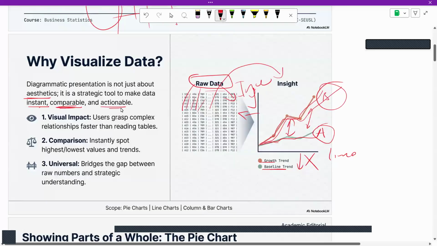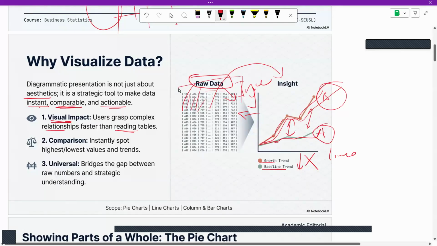By looking at this chart, we can get some insights. We can take some actions, such as what type of individuals or customers we are going to target, what type of income tax policies, and so on. The first is visual impact. You can see it visually. Users grasp complex relationships faster than reading tables.